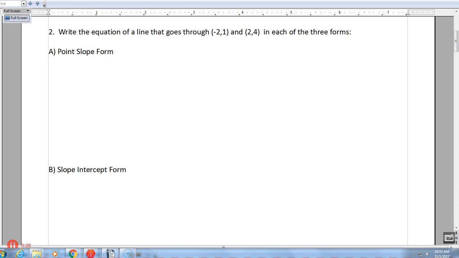So first and foremost, you always need to have the slope. So I'm going to use my mechanism for slope, y2 minus y1 divided by x2 minus x1. Being careful with my math, I get 3 over 4. So this is my m, this is my slope. I think it's easiest to start off in point slope form and then morph into the other 2 forms.